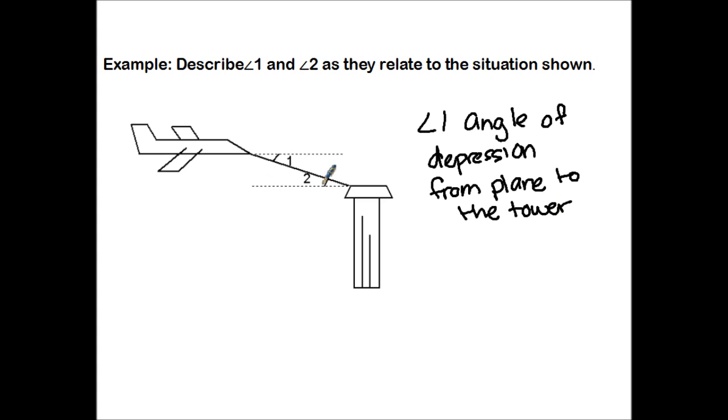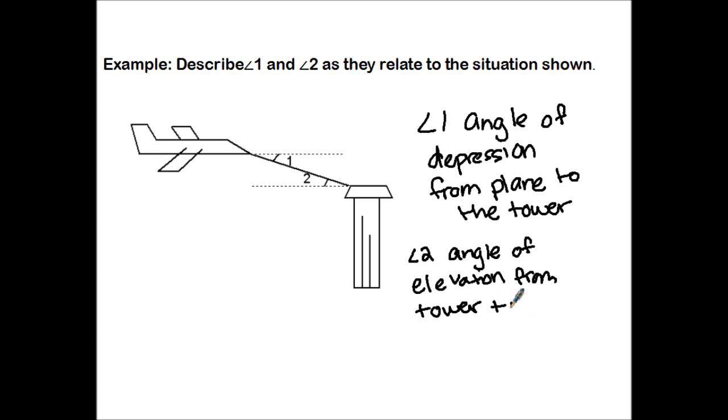Looking at angle 2, it looks like I have to look upward to look at the plane. So angle 2 would be the angle of elevation, from the tower to the plane. Alright, next we're actually going to try some word problems and draw some pictures.